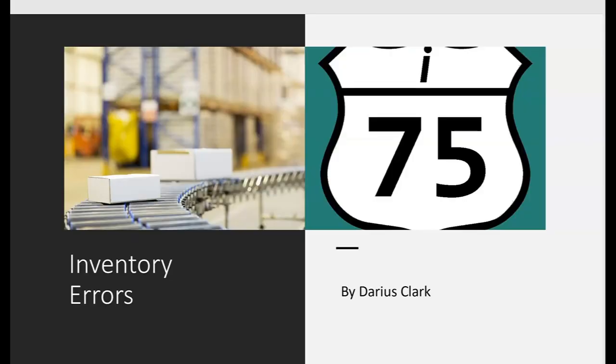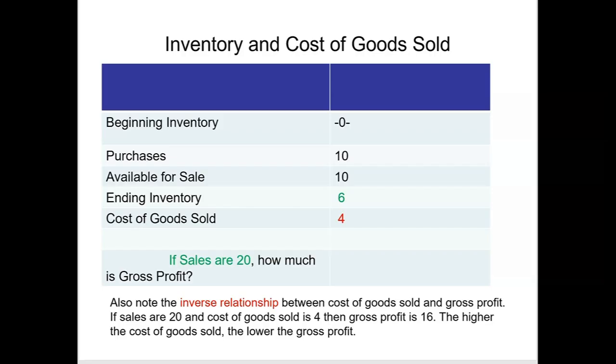All right, what do we have to know about inventory errors? Any question they ask about inventory errors comes down to the relationship between inventory and cost of goods sold. You may have learned the cost of goods sold formula. So let's review that formula.